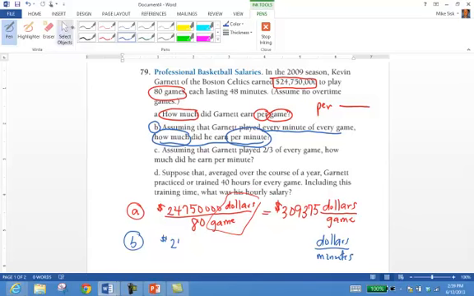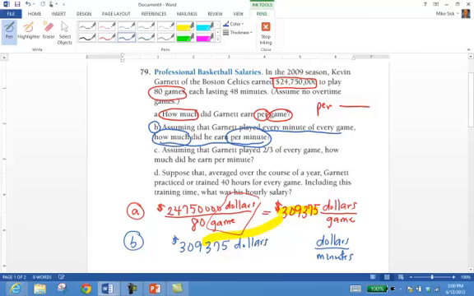Now, the natural tendency is going to be to want to put the 24,750,000 down there. But that's not for one game. That's for all 80 games. We want to take the answer, so I'm erasing this one. We want to take the answer that we got right here and move it down here, because that's how much he got for one game. So we take $309,375.